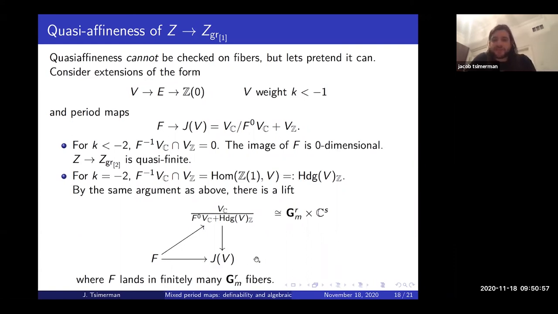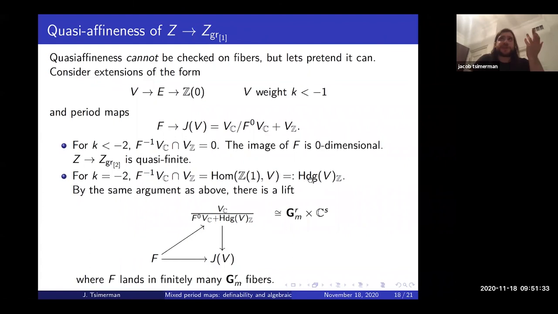then in fact all the monodromy is contained in the Hodge direction, so you can lift to this GM to the R cross C to the S by unpacking all the other directions. And you only end up moving in these Hodge directions. So you land inside finitely many fibers of GM to the R. And GM is affine, basically. So essentially you only get finitely many copies of some power of GM in the weight minus two thing, which only show up from Hodge directions.